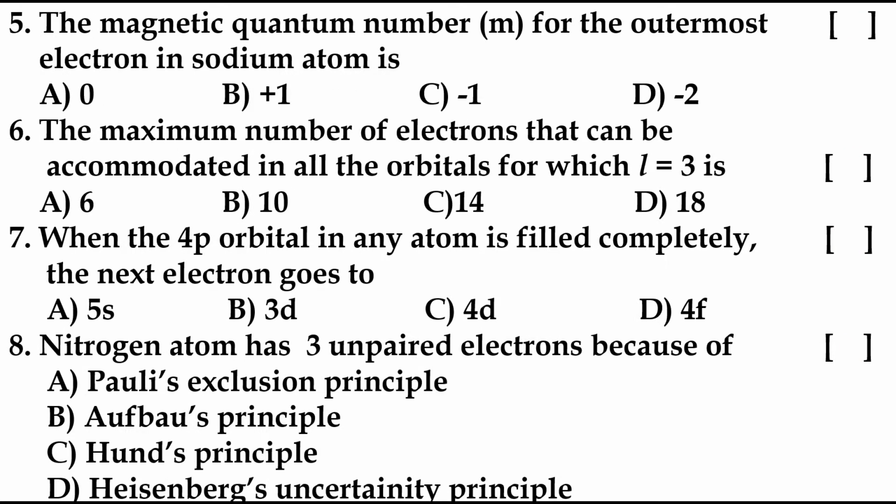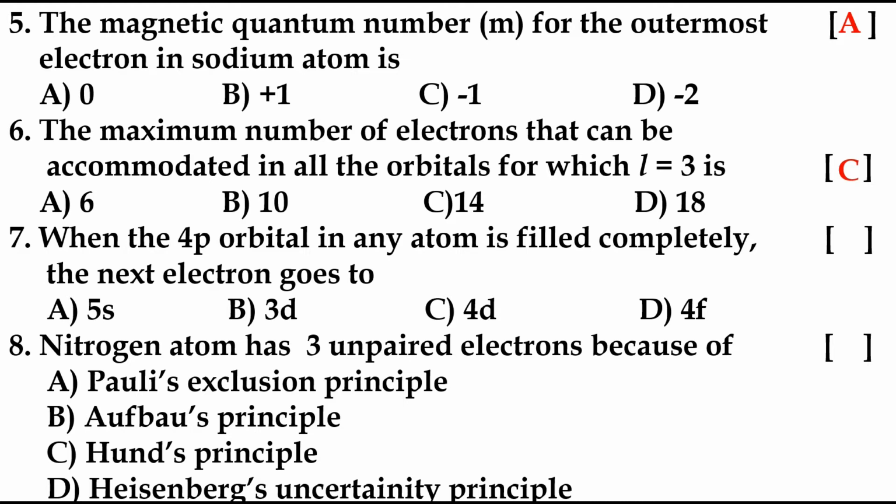Fifth bit: The magnetic quantum number for the outermost electron in sodium atom is dash. A, 0. B, +1. C, -1. D, -2. Answer is option A, 0. Sixth bit: The maximum number of electrons that can be accommodated in all the orbitals for which l is equal to 3 is dash. A, 6. B, 10. C, 14. D, 18. Answer is option C, 14.